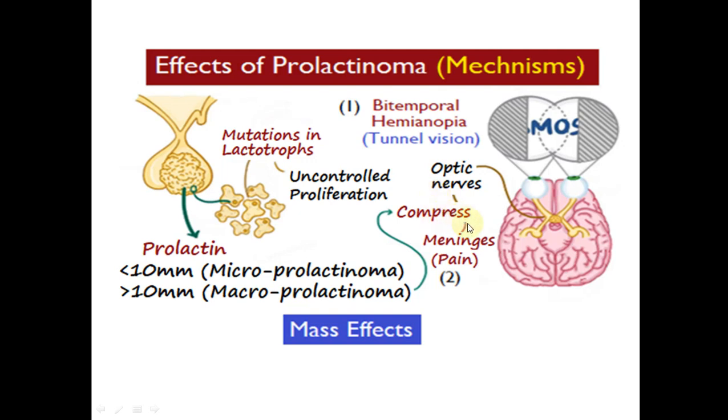This large size prolactinoma will also compress the meninges, which are the protective coverings of the brain, and they are very sensitive to stretch, and when they are stretched by a macro or enlarged prolactinoma, they will cause severe pain. Prolactinoma, if it is less than 1 centimeter or 10 millimeters in size, is known as a microprolactinoma. And mostly the patients with microprolactinomas are asymptomatic. But in macroprolactinoma, when their size is more than 1 centimeter or more than 10 millimeters, they will produce mass effects due to the presence of an enlarged adenoma, and these effects include the visual disorders and stretching on the meninges, which will cause severe pain.